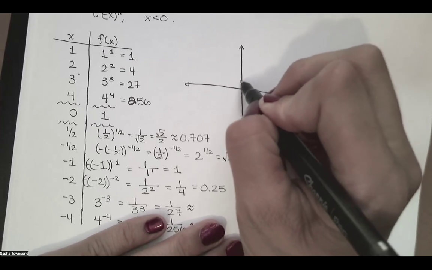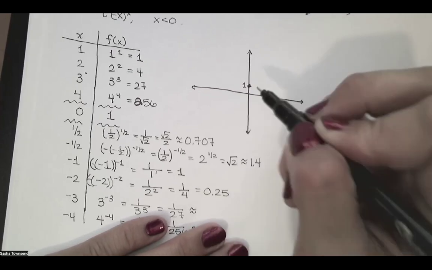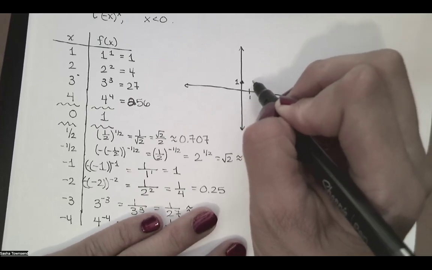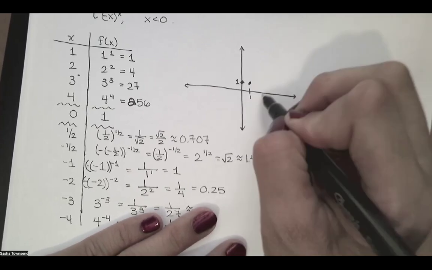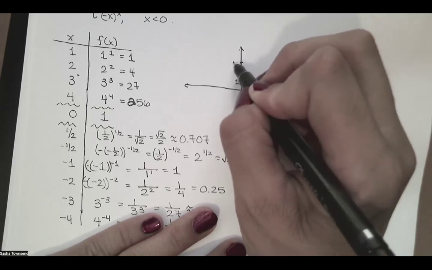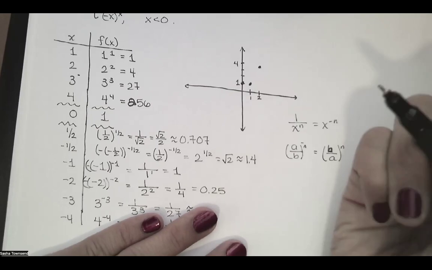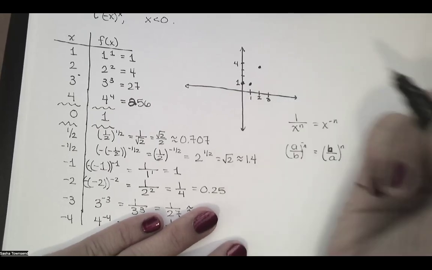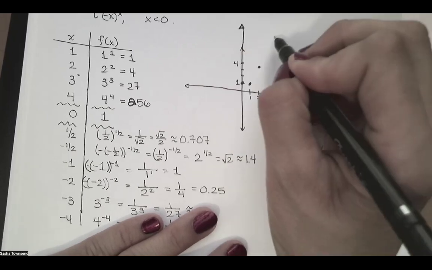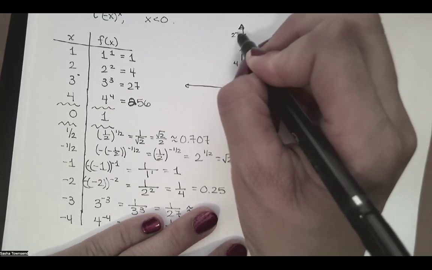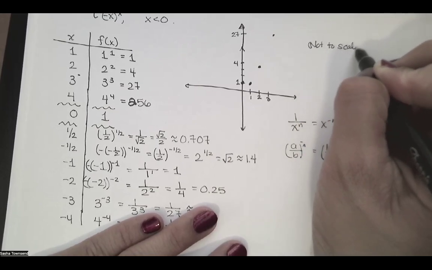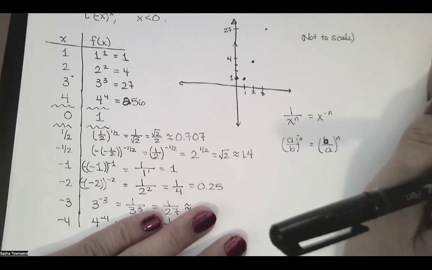When x equals 0, y equals 1. When x equals 1, y equals 1. When x equals 2, y equals 4. When x equals 3, y is 27, which is way up there. I'll just write 27 and I'll stay over here, not to scale. So our graph roughly looks like that.